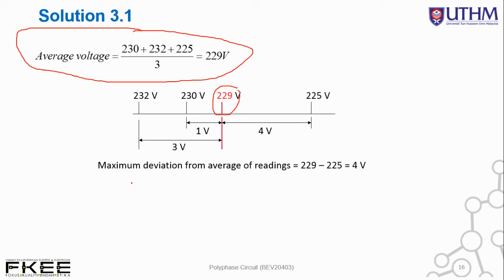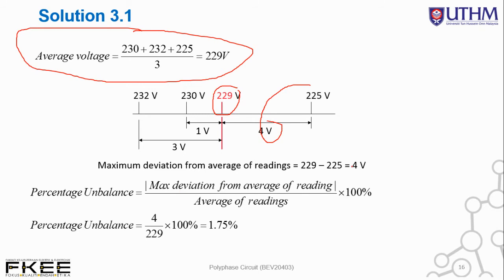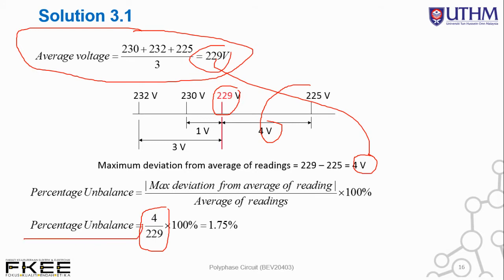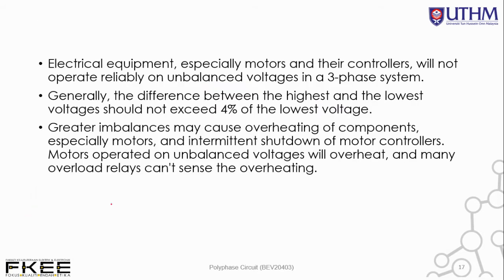Now try to calculate the maximum deviation. The values are 232, 230, and 225. So 225 becomes the maximum deviation, which is 4 volt. So 229 minus 225 is equal to 4 volt. From there, the maximum deviation, 4 volt, is divided by 229. So 4 over 229 multiplied by 100% is equal to 1.25% in terms of percentage unbalance.